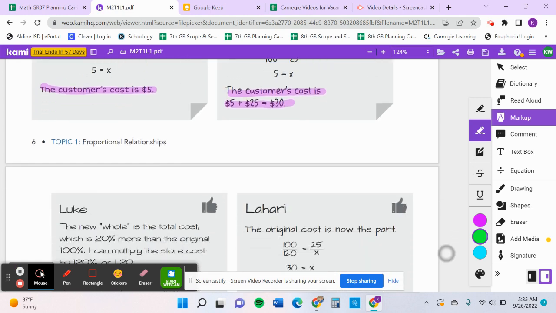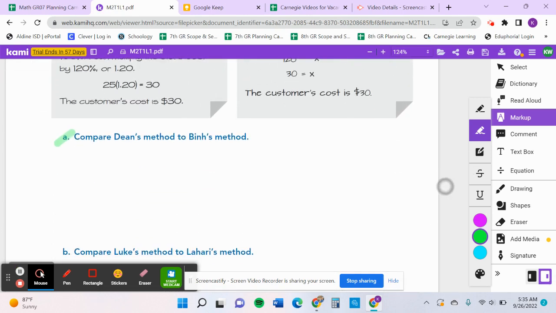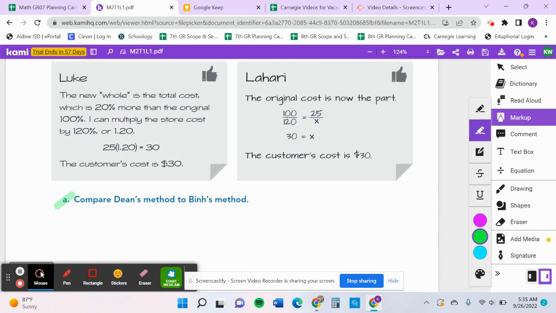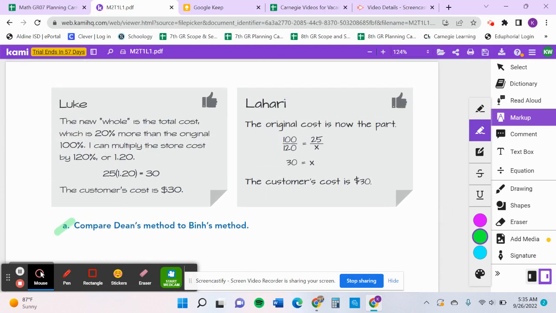So go ahead and summarize that and place that in part A. Once you're done, go ahead and mark up and analyze Luke and Lahari's work. Now, with Luke and Lahari's work, they both thought of it the same.